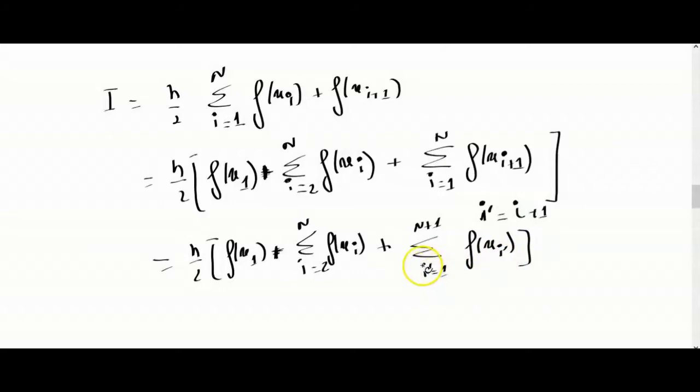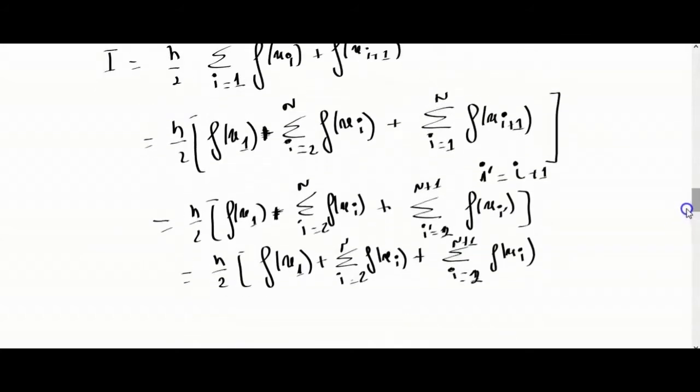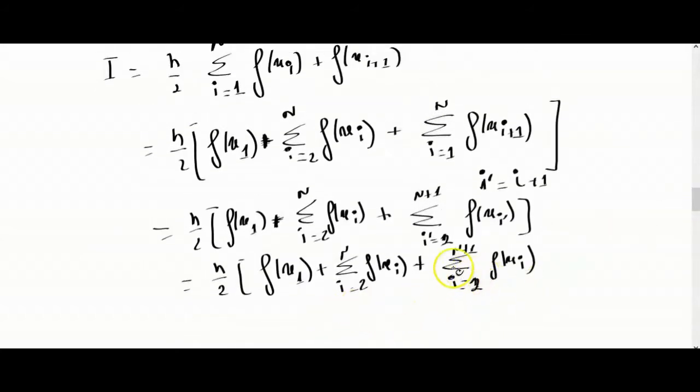Now instead of i prime, I will use i, same thing. So f of x1 plus the sum of i equals 2 till n of f of xi, plus the sum of i prime equals 2 till n plus 1 of f of xi. Alright.